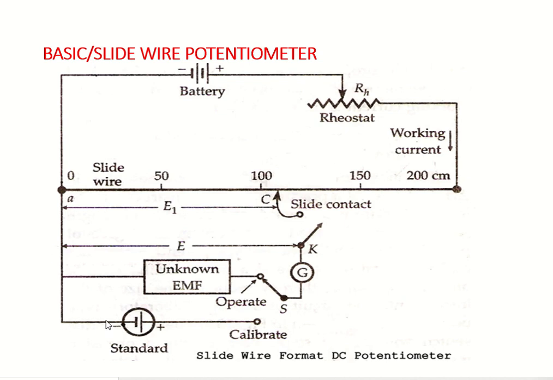Next, on the other side, there are two positions. One is the calibrate position and the other one is the operate position. Then there is a switch key which is connected to the sliding contact. When the key is connected to the sliding contact, then this portion AC is selected. If the jockey is moved to another point, then that particular distance is selected, and that voltage will be your E1. Let the unknown EMF be this. Here is your unknown EMF, and this is your standard EMF.